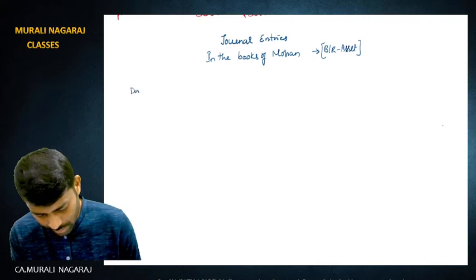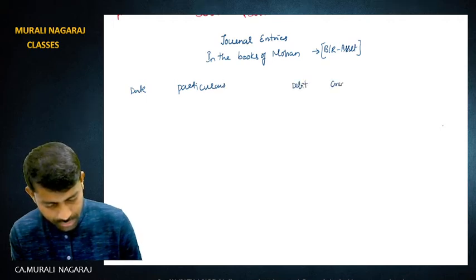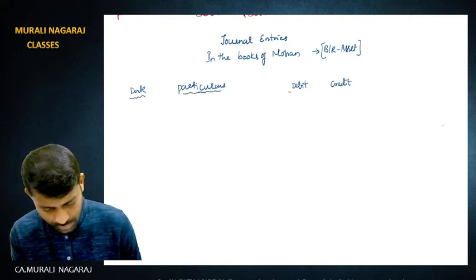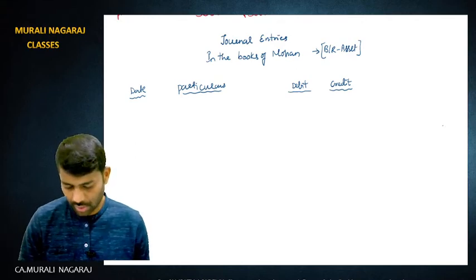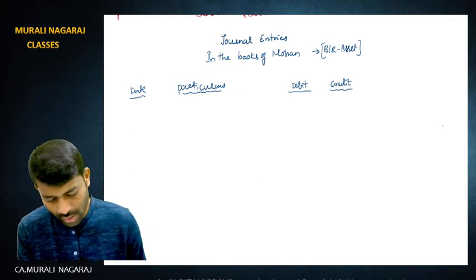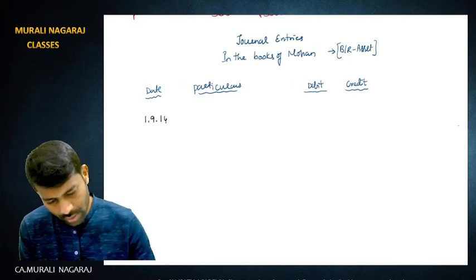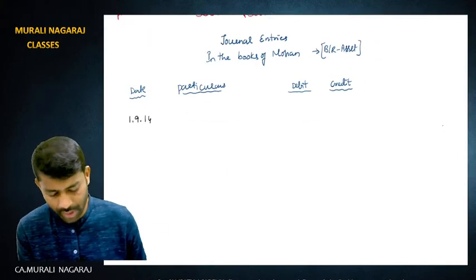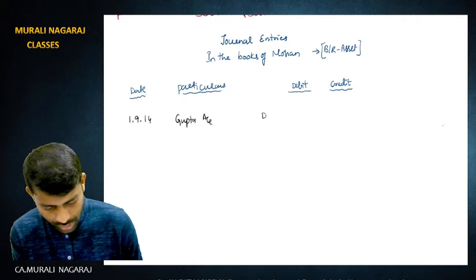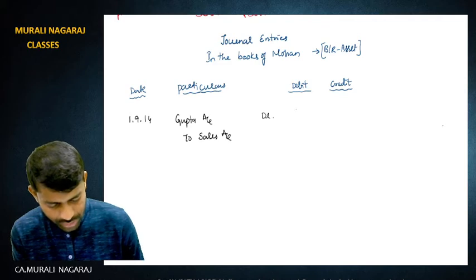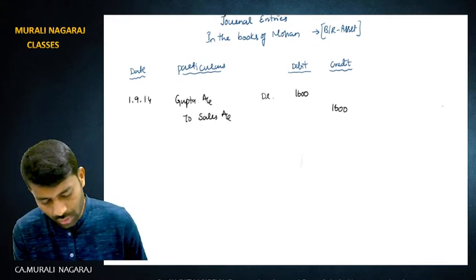Date, particulars, debit, credit. To start with, the first date is 1st September 1914. First we sold the goods, so the first entry is Gupta account debit to sales account 1600, being goods sold to Gupta on credit.